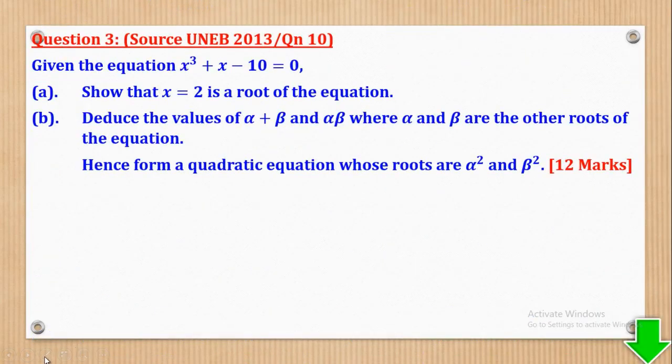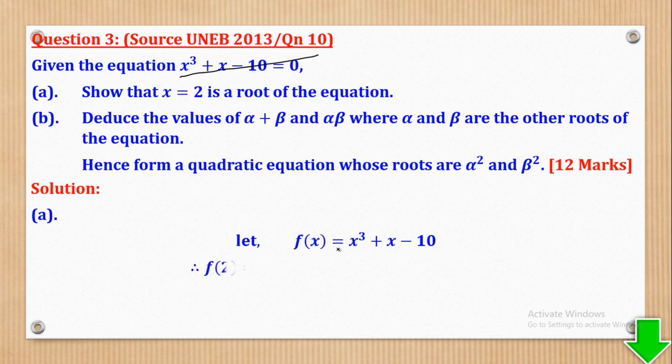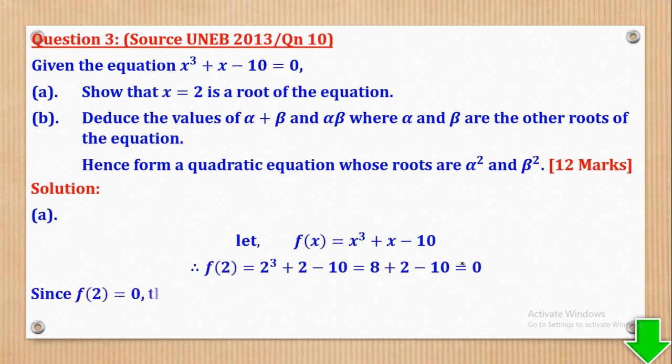So now we shall go to question 3, which came from UNEB 2013, paper 1, question 10, and says, given the equation this, part A, show that x equal to 2 is a root of the equation. So let's start with that. Let f(x) be equal to this. Therefore, when I substitute 2 where there is x and I get 0, it implies that there is no remainder, therefore x equal to 2 is a root. And basically that's what they wanted in part A.